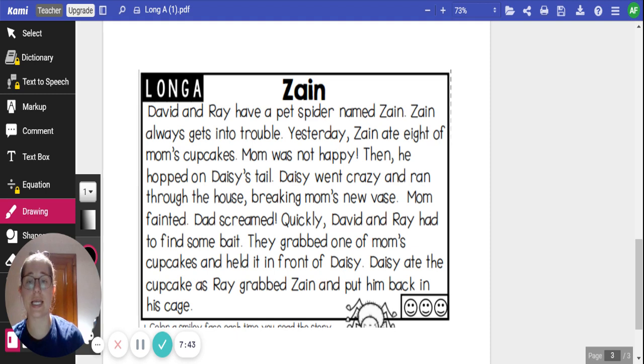Our passage is called Zane. David and Ray have a pet spider named Zane. Zane always gets into trouble. Yesterday, Zane ate 8 of Mom's cupcakes. Mom was not happy. Then he hopped on Daisy's tail. Daisy went crazy and ran through the house, breaking Mom's new vase. Mom fainted. Dad screamed. Quickly, David and Ray had to find some bait. They grabbed one of Mom's cupcakes and held it in front of Daisy. Daisy ate the cupcake as Ray grabbed Zane and put him back in his cage.